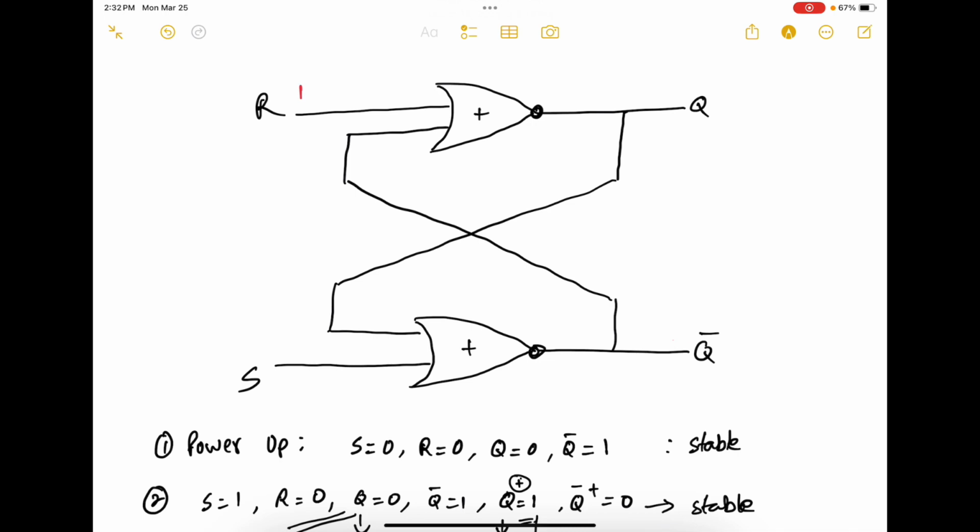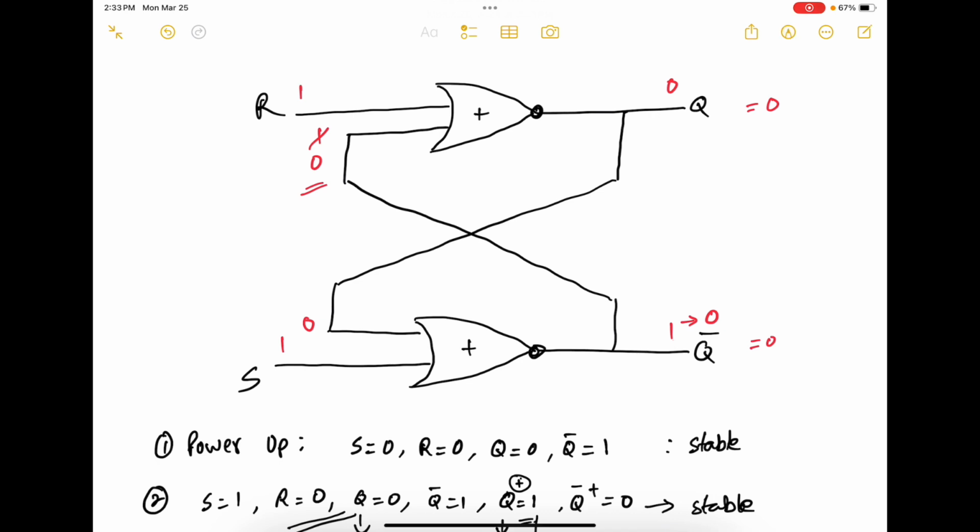So R is 1, S is 1, Q is 0, and Q prime is 1. So this 1 goes all the way up here and you get a 0. This 0 goes all the way down here. So 1 NOR 0 is a 0. This 0 goes all the way up, right? So this 0 comes all the way down here. So 1 NOR 0 is a 0 again. This 0 is going to go up and you're going to settle at this point here. So your Q plus will be a 0 and your Q prime plus will also be a 0.